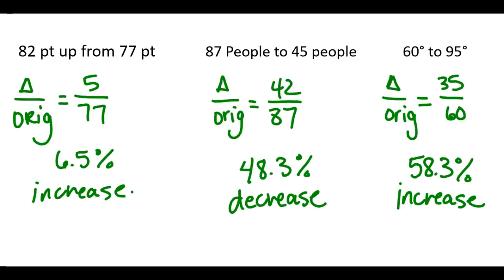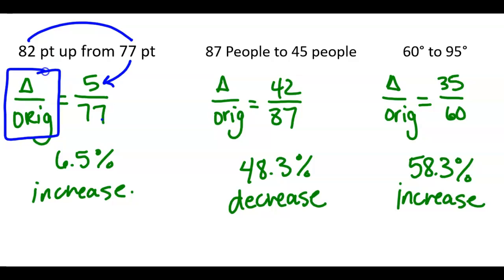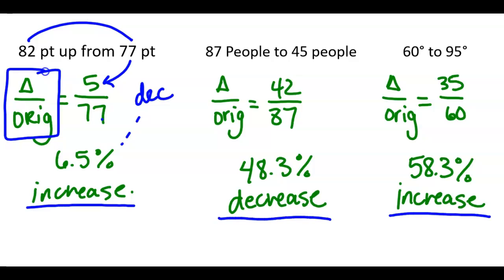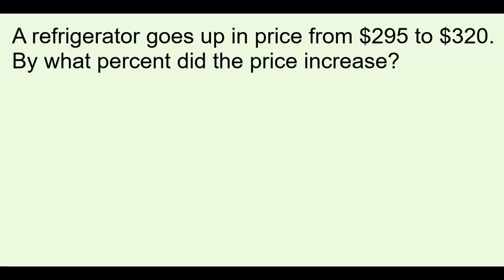Okay, so for each of these, I wrote out the formula first. Then I figured out how much it changed between the numbers to put on top, and then divided by the original number. Okay, remember, you're always going to get a decimal in your calculator, and then convert that decimal to a percent. All right, on a quiz or in your homework assignments, make sure you're labeling it if it's an increase or a decrease. Did it go up or did it go down? Okay.